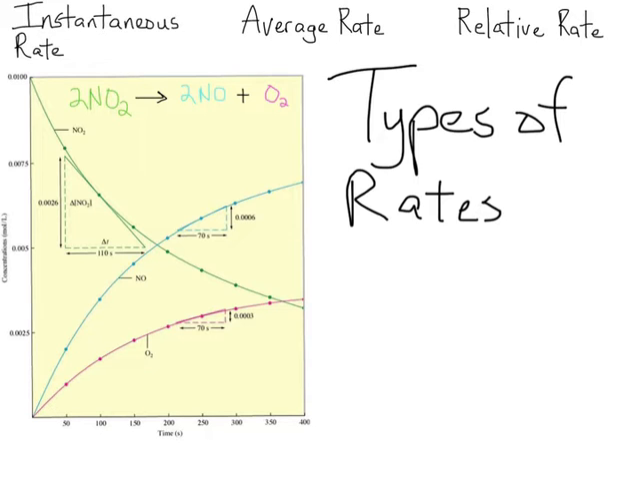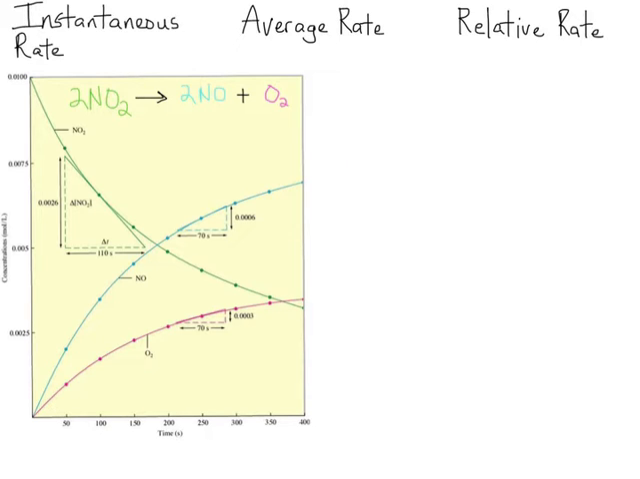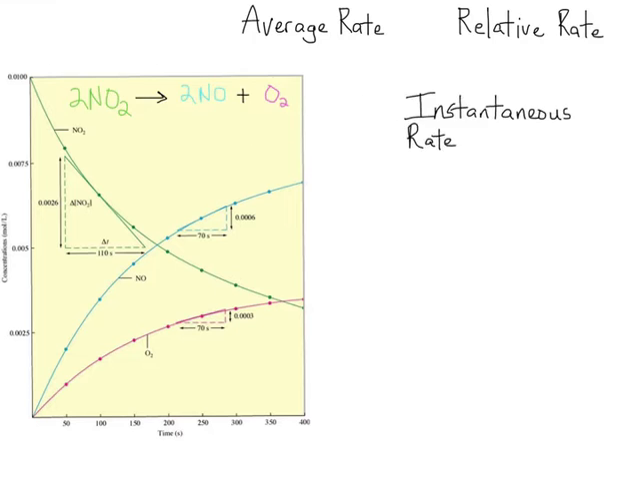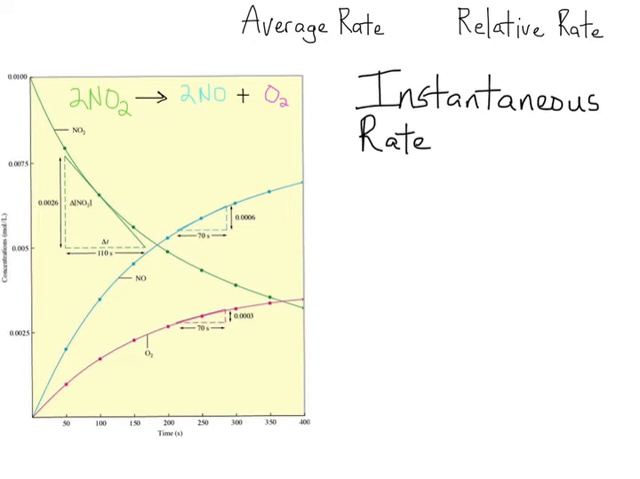Now I'm going to go ahead and get rid of my face here, and get rid of our title so I have a little bit of space to do some work. We're going to talk about three kinds of rates: instantaneous rate, average rate, and relative rate. I'm not going to spend a lot of time talking about the first kind, instantaneous rate, but let's spend a little bit of time talking about it.